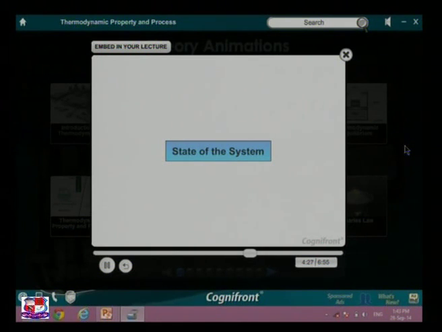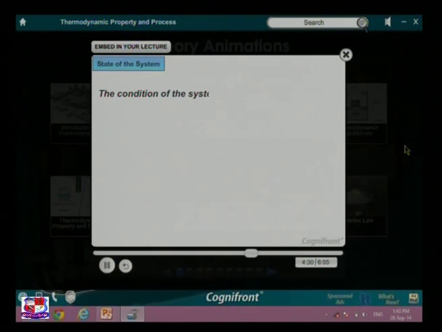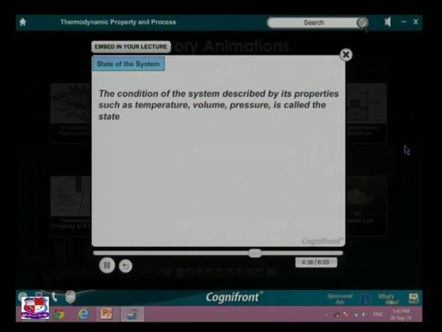State of the system. The condition of the system described by its properties such as temperature, volume, pressure is called the state of the system.